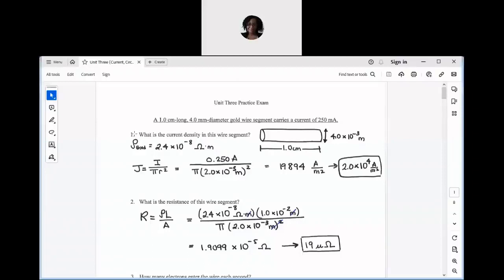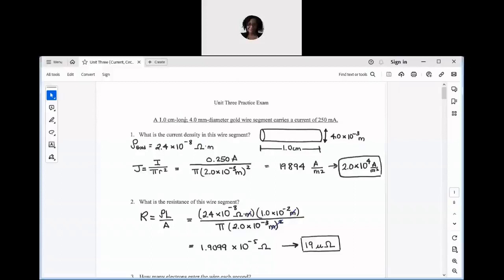The resistivity of gold is not something that I would expect you to have committed to memory. This is a value that I looked up in our textbook. So that's 2.4 times 10 to the negative 8 ohm meters. So we could use the current density expression that we used in the current and conductivity lab. That's just the current divided by the cross-sectional area.